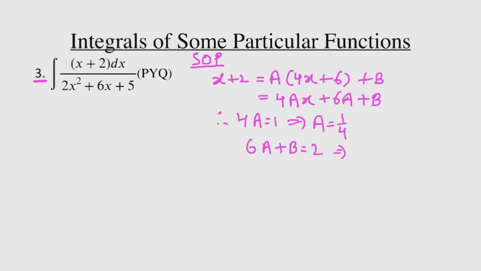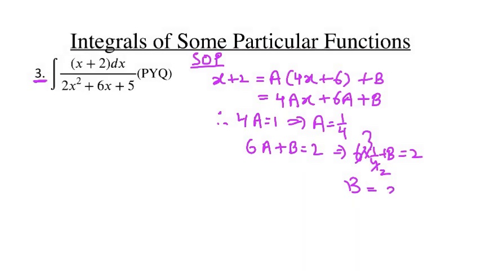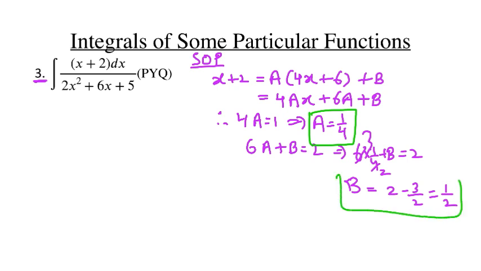Then you put a as 1 by 4, which we had already got, plus b equal to 2. So this will be 3, this 2. So b will be equal to 2 minus 3 by 2, which finally gives you 1 by 2 upon simplification. Thus we have got our a and we have also got b ki value. Now we are going to rewrite x plus 2.